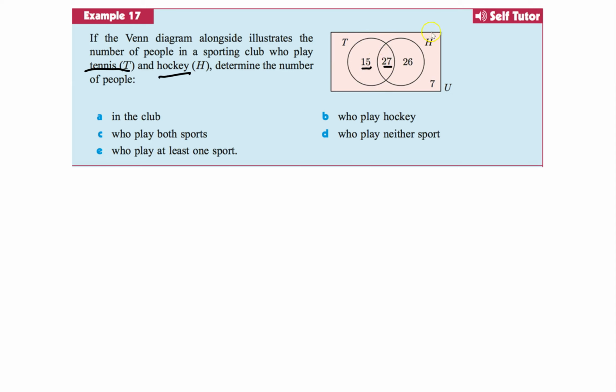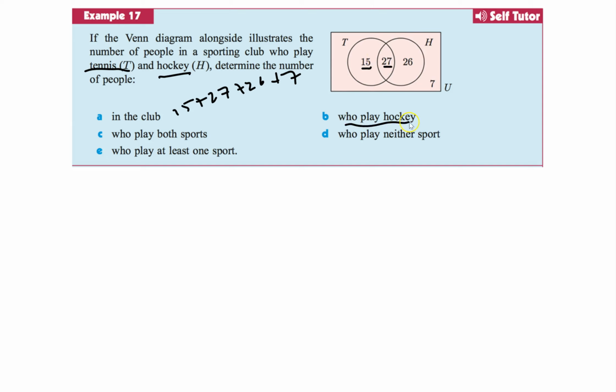If you try to figure out people that play hockey, it's this whole circle. People that only play hockey would be 26. Right? And the 7 people here are neither. They don't play hockey or tennis. That's how those numbers work. Now I'm trying to figure out the number of people in the club. In this particular club, it would be 15 plus 27 plus 26 plus 7. Right? You just add up all the numbers you see there. That's the universe. Just add up all the numbers and everything.